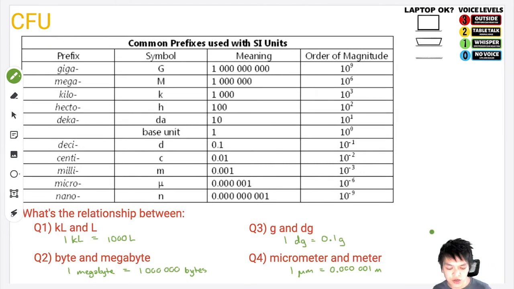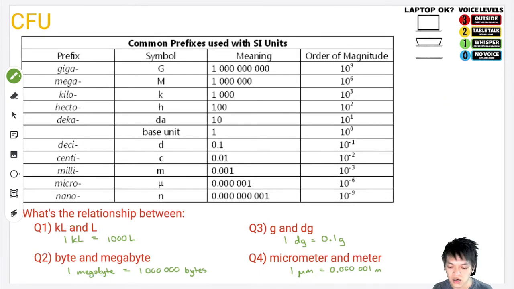I do want you to notice that basically anytime you have a prefix, when you're writing the relationship, the number is going to be 1. Look at this: 1 kiloliter, 1 megabyte, 1 decigram, 1 micrometer, right? Just put a 1 in front of it. And then the number, the meaning, goes in front of the unit that's just a base unit. But put a 1 in front of the unit that's a prefix.